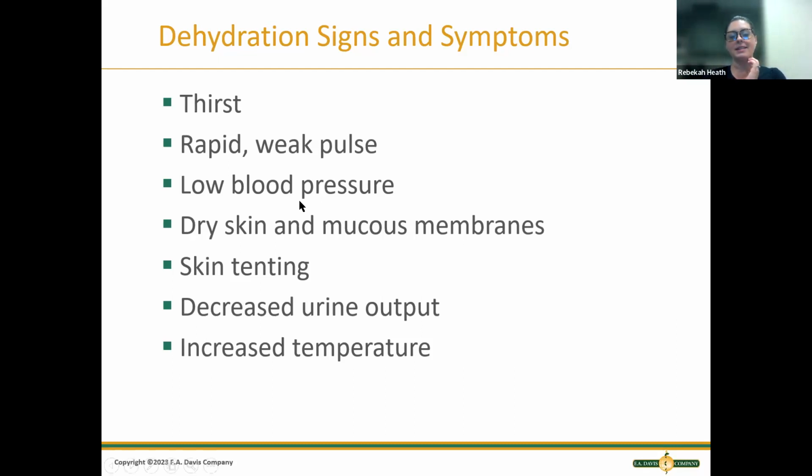They're going to have dry skin, dry mucous membranes. A lot of times we look at the mouth, lips, they might be cracked, skin tenting, decreased urine output, right? If we don't have enough fluid in our body, then we're not going to be excreting it more because our body is wanting to conserve it. And then we also might have an increased temperature.